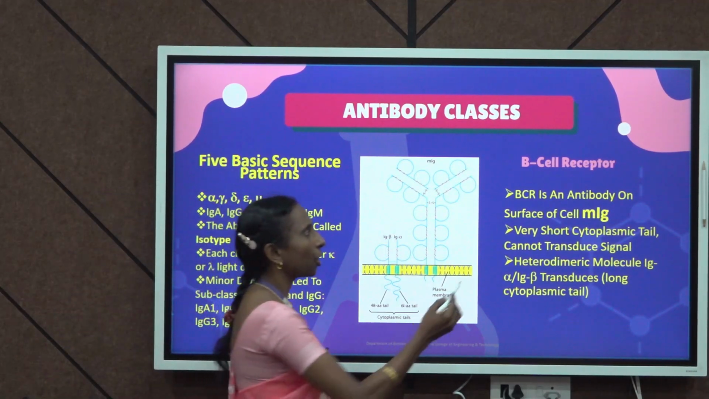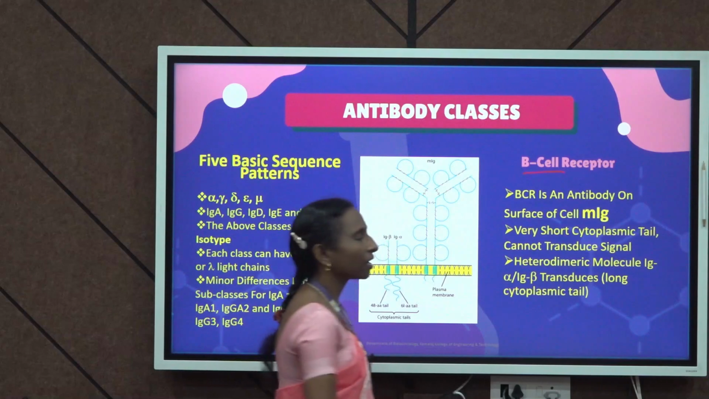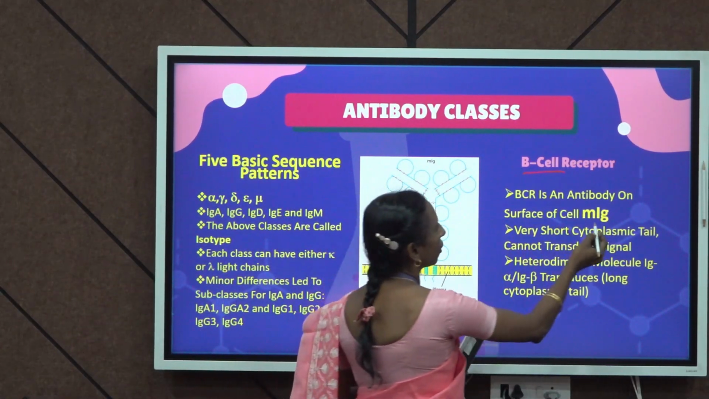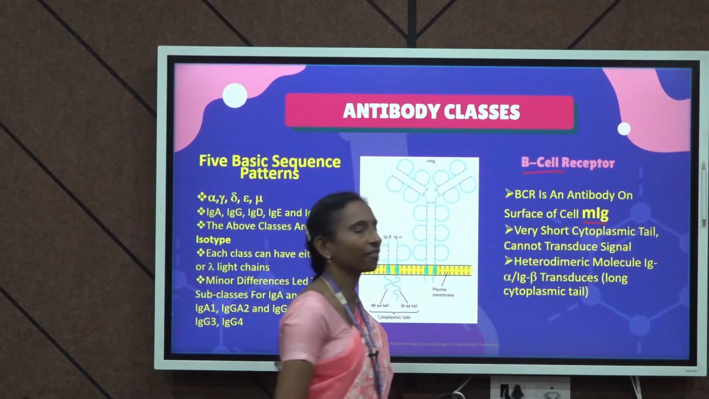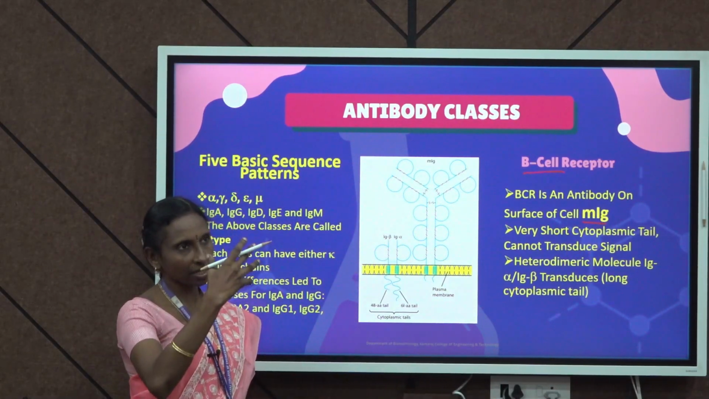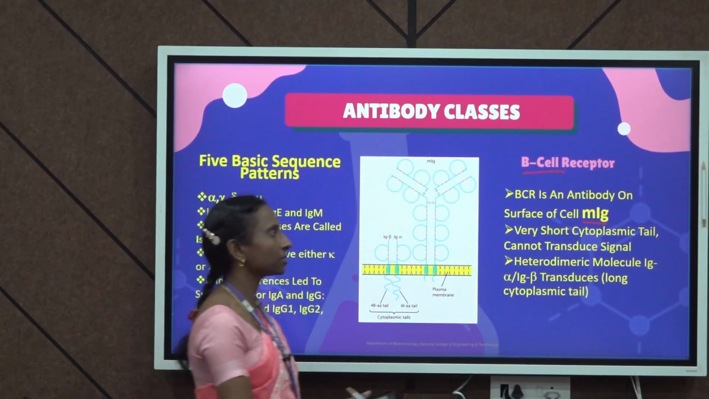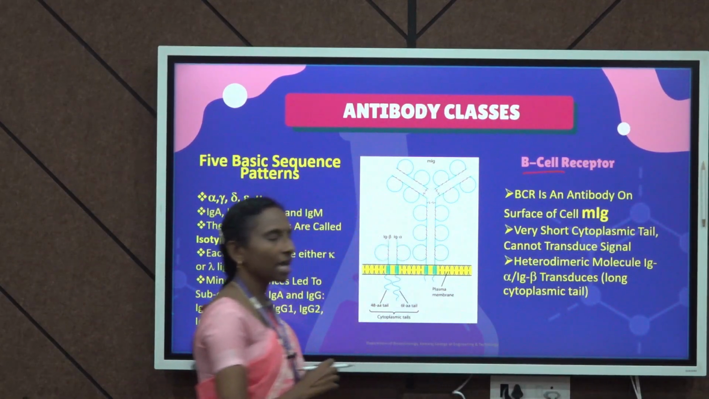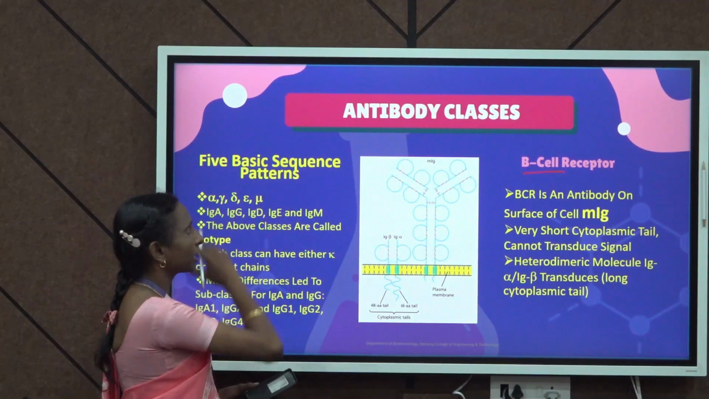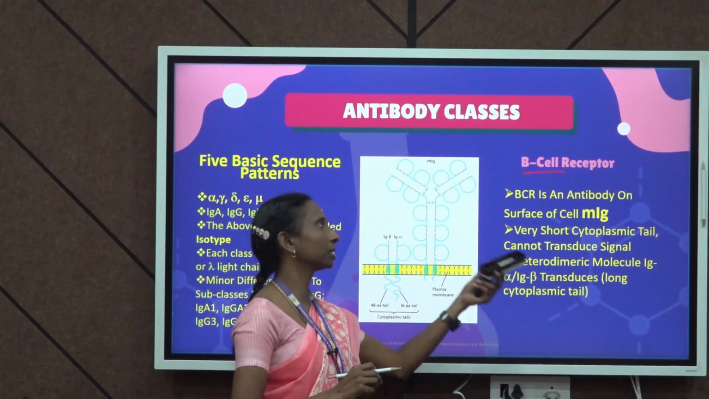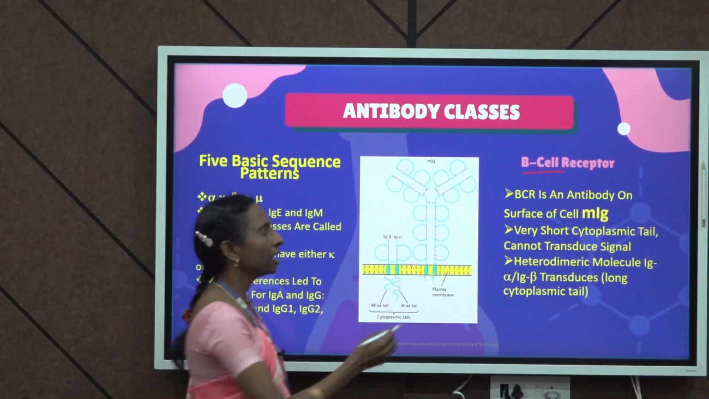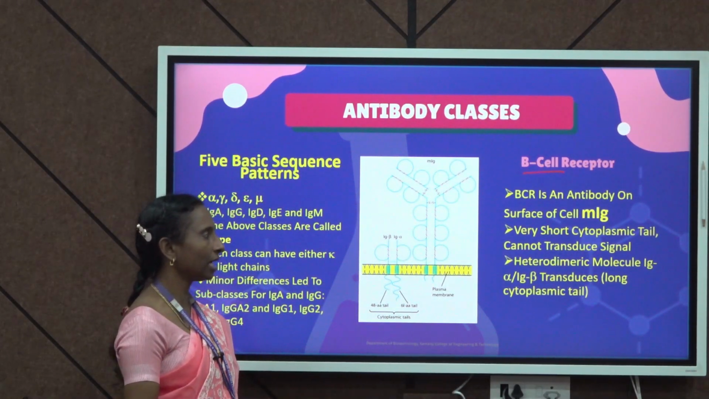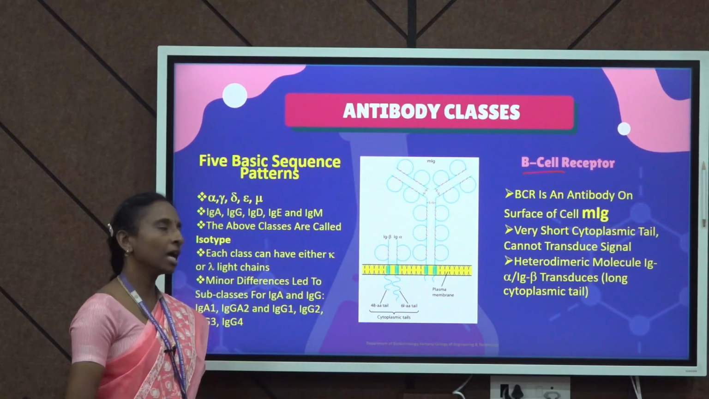Other than this, you will also find B cell receptors, which have a similar structure and are found on the surface of B cells. These are actually the mIg. The difference between regular immunoglobulins and B cell receptors is that they have a very short cytoplasmic tail and cannot transduce signal as is carried out by your antibodies.